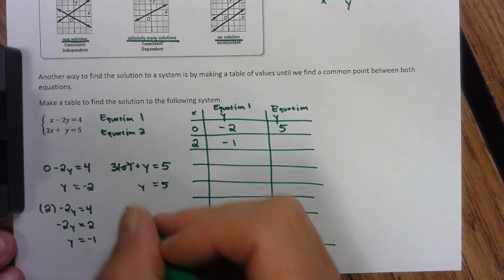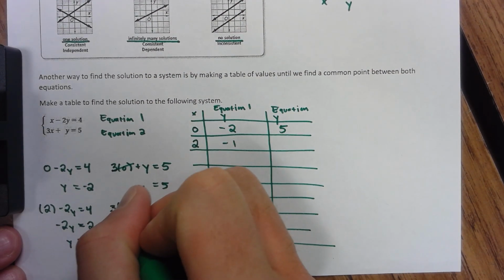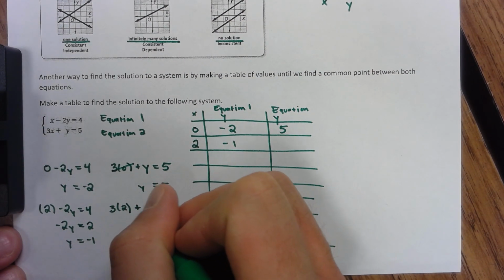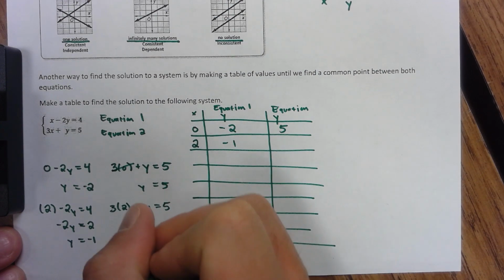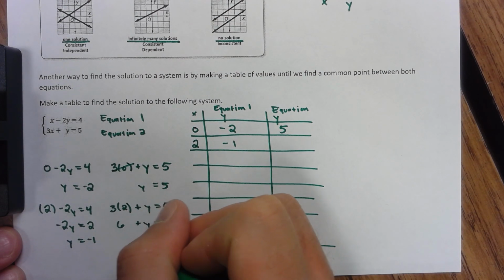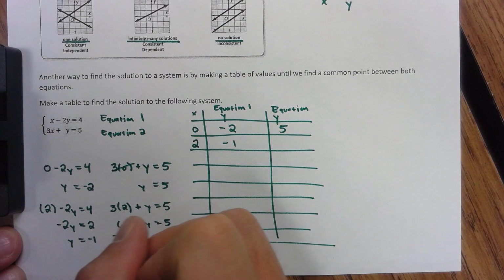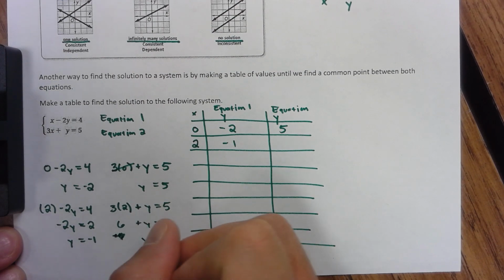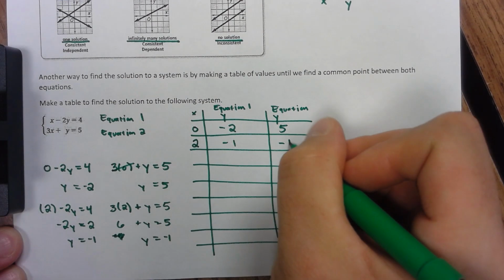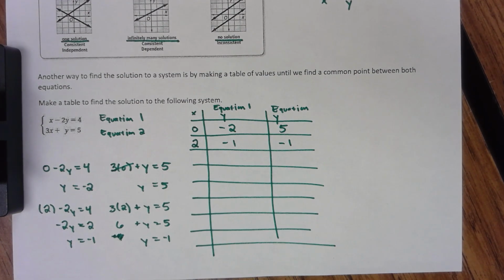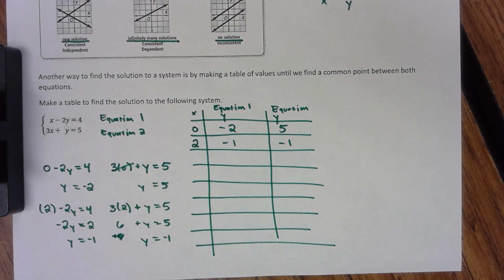We'll do the same thing with our equation 2, so 3 times 2 plus y equals 5. So that's 6 plus y equals 5. Subtract 6. And look at that, we get y to be negative 1. That went a lot quicker than I expected it to. That was kind of nice.